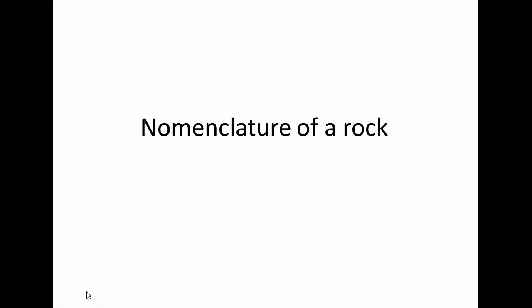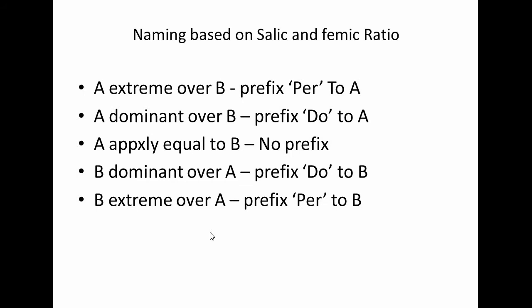Now we can discuss the nomenclature of a rock after the allocation of the different oxides to the norm. We have already done the distribution of different oxides, including silica, in the norm rules. Now we have to find out which rock it is, that is, the nomenclature or naming of the rock. For that, there are some methods or ratios which we have to describe to find out the name of the rock.